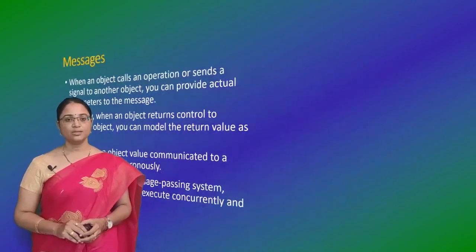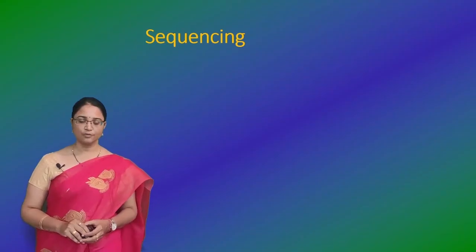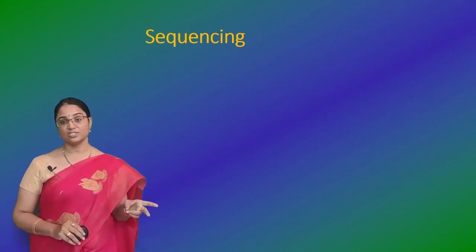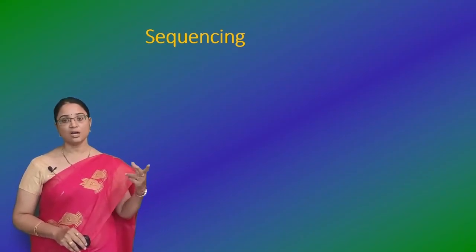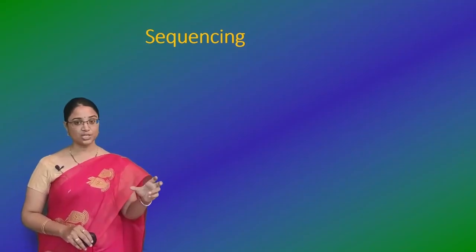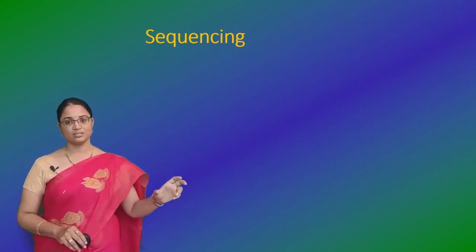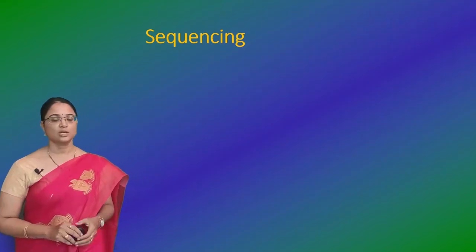And next, coming to sequencing. In interaction itself, we have two types of diagrams. The first one is the sequence diagram, and the second one is the communication or collaboration diagram. The name sequence indicates sequence. What is this sequence? Sequencing.